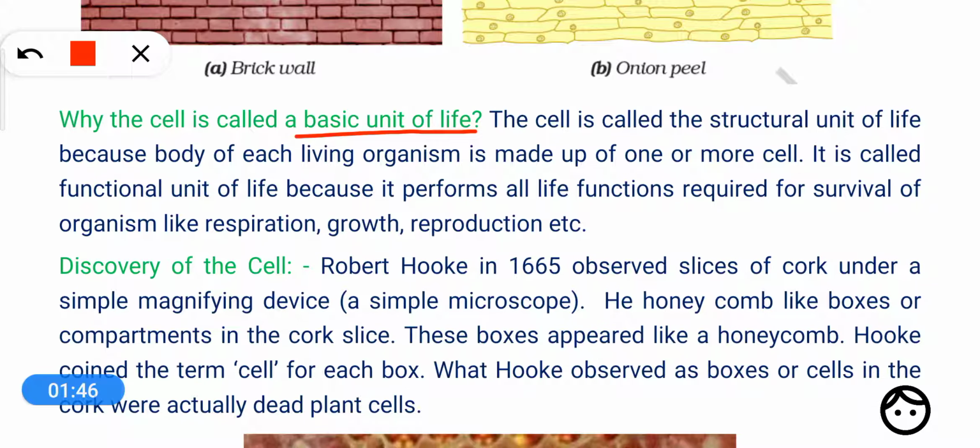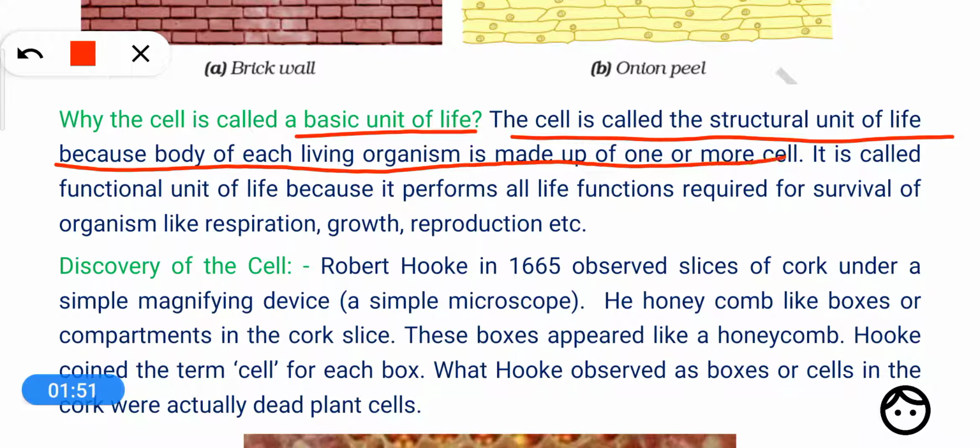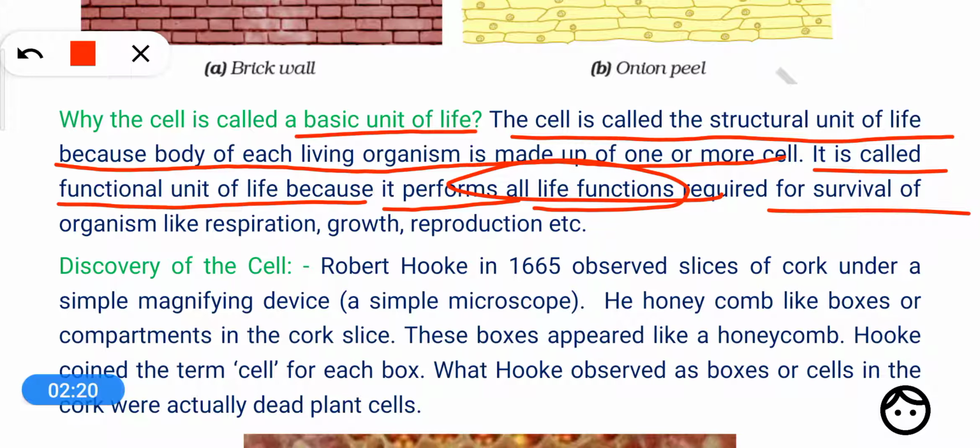The cell is called the structural unit of life because the body of every living organism is made up of one or more cells. So because the structure of the body of every living organism is made up of cells, this is why the cells are called building blocks of life or structural unit of life. Okay, the cell is also called the functional unit of life. Why? Because in the body of a living organism, the cells perform all life functions required for the survival of an organism, like growth, reproduction, and respiration.